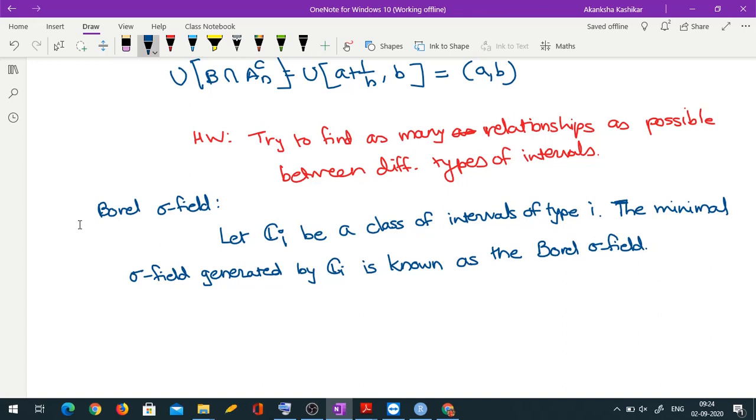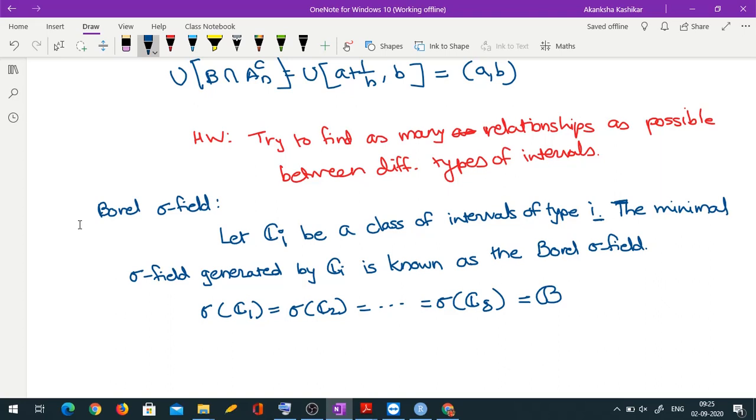Now what does it mean? We are saying Ci be a class of interval of type I, so we are not specifying whether it's type 1, type 2, etc. So basically this means that minimal sigma field generated by each type of intervals is actually the same. Class of each types of intervals is actually the same. And we denote it by script B, the Borel sigma field.